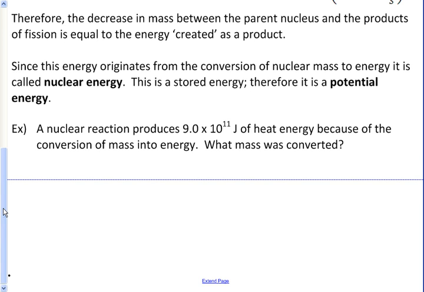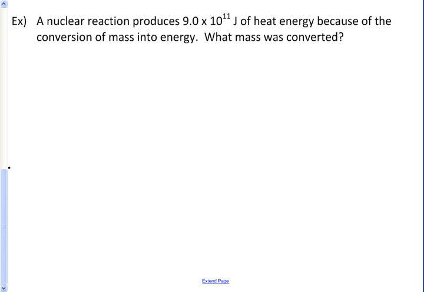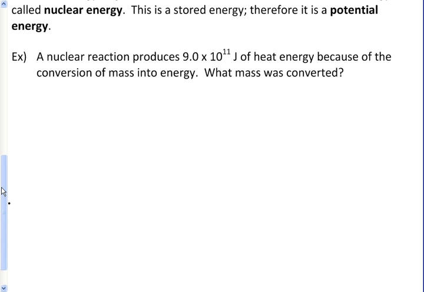So just to do a calculation involving Einstein's equation, I just want to do this example here. It says a nuclear reaction produces 9 times 10 to the 11 joules of heat energy because of the conversion of mass into energy. I just want to know how much mass would be needed in order to make this much energy.